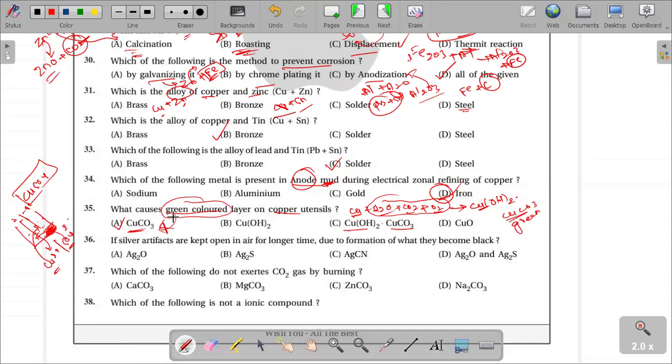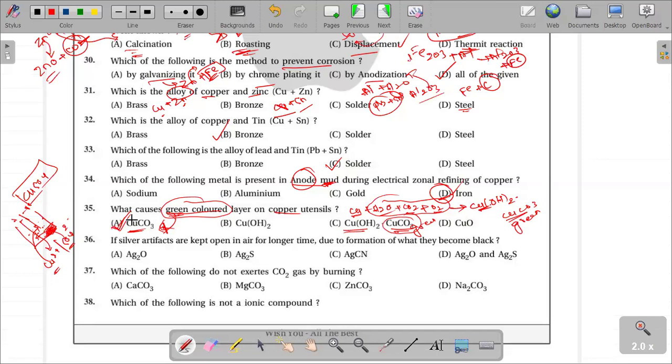Because of the copper carbonate only, you are getting the green color. During the reaction, you are getting two products, copper hydroxide and copper carbonate. Of the two products, only copper carbonate will show the green color. Here they are asking which will show the green color. So copper carbonate will show the green color. So CuCO3, you have to select as the answer.